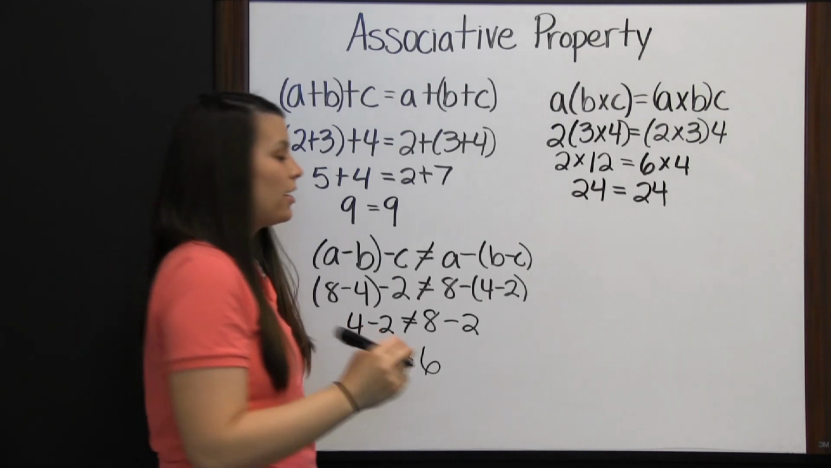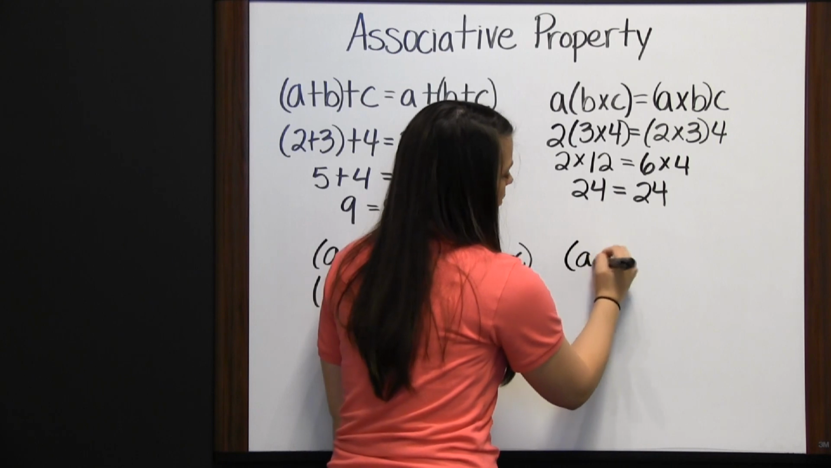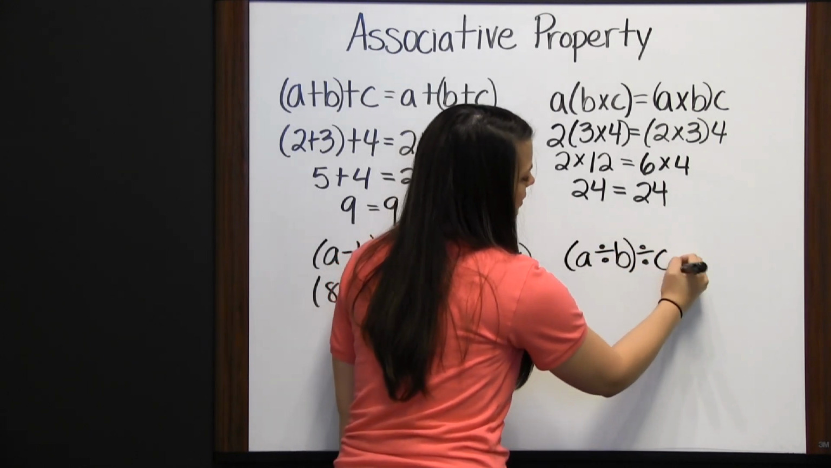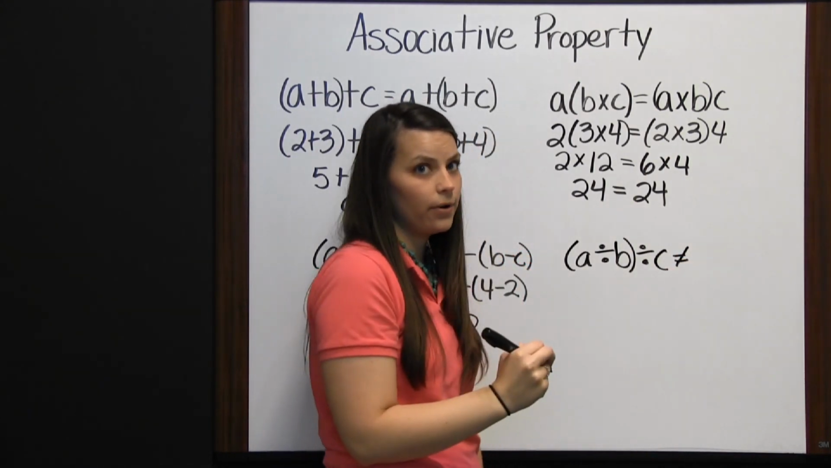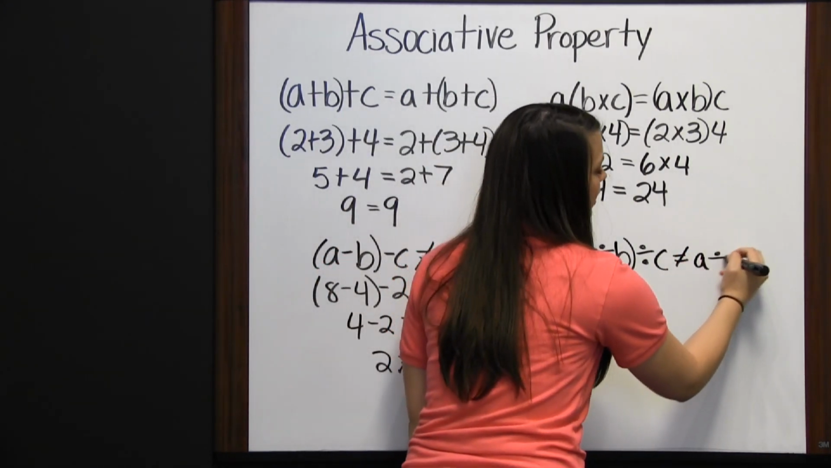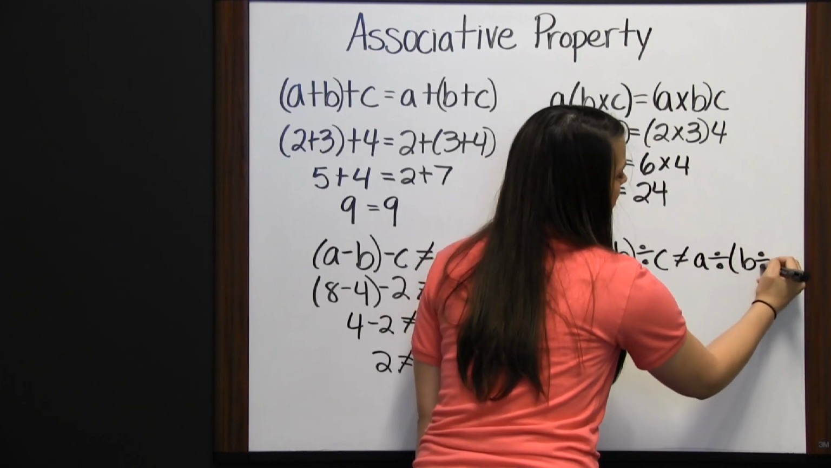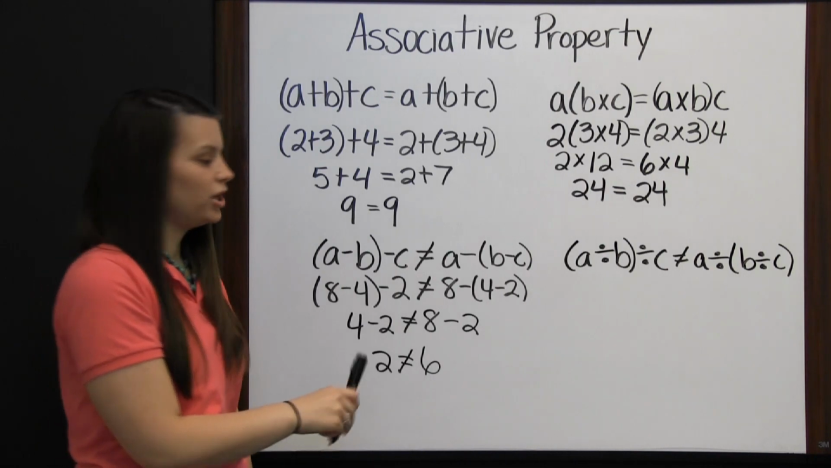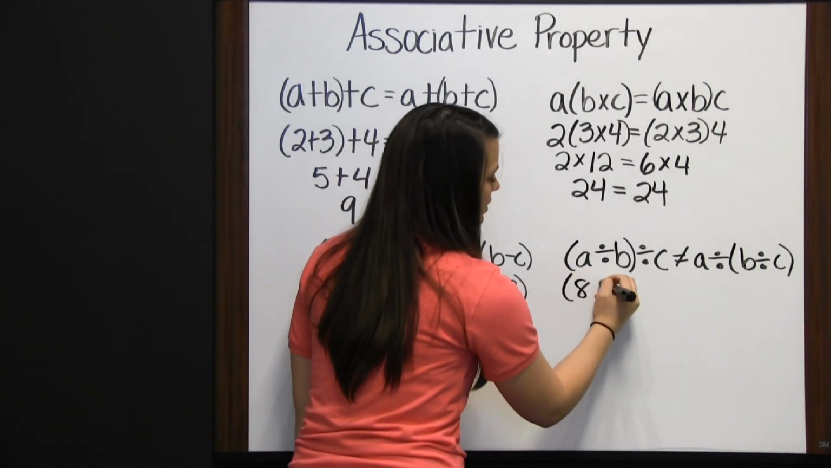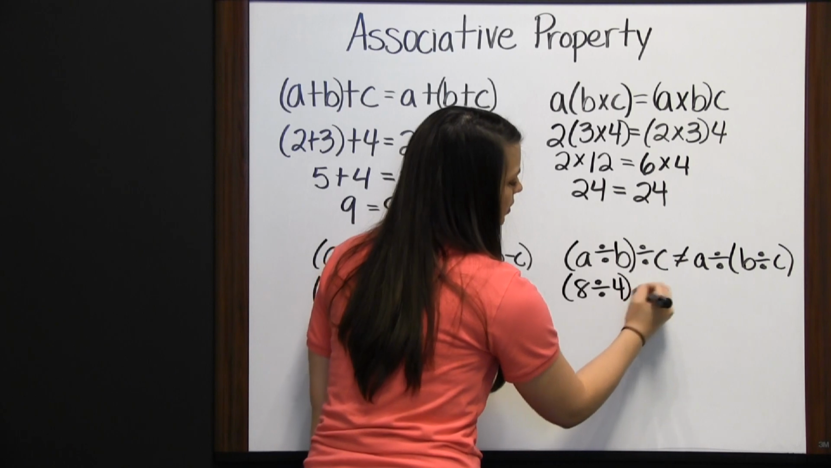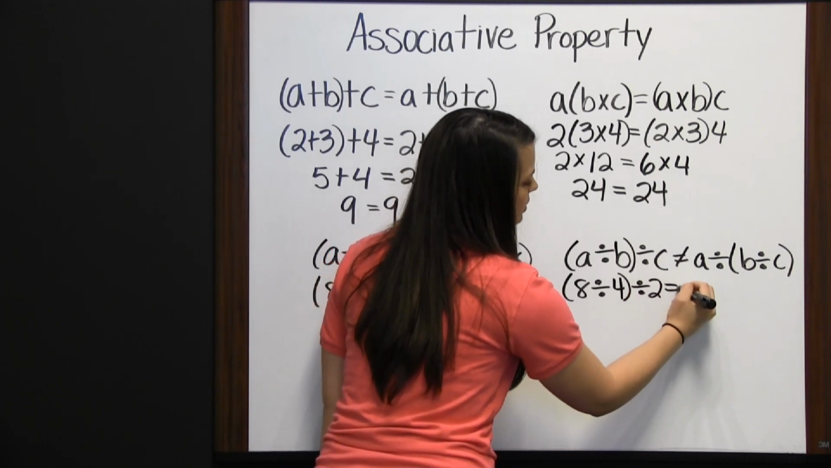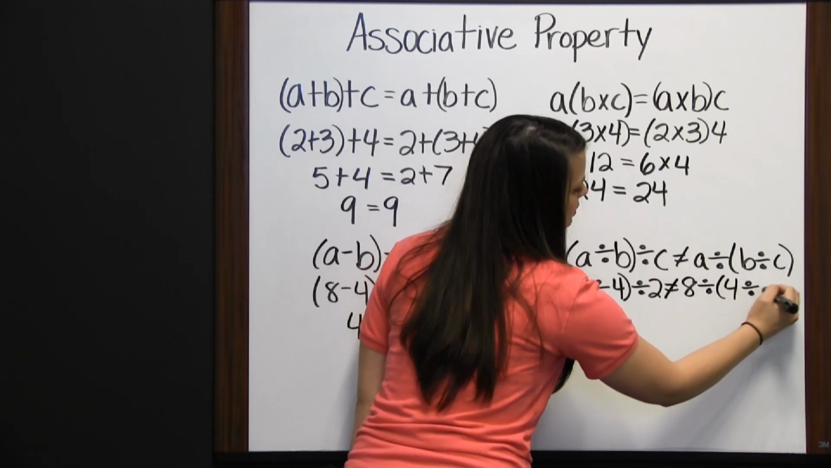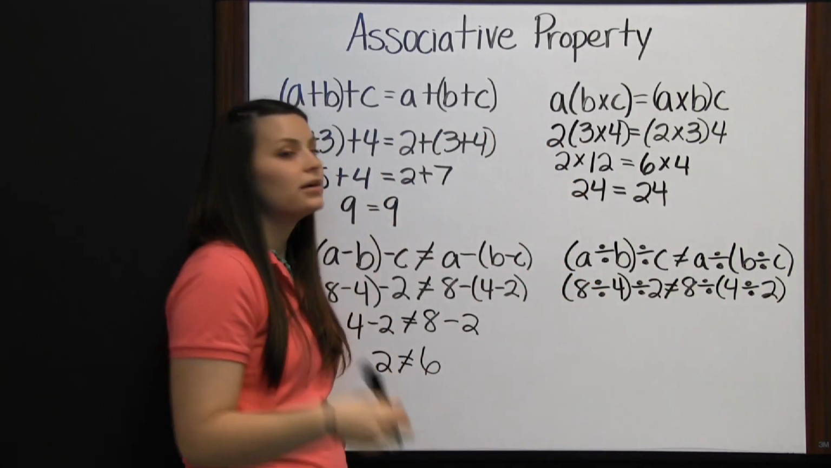Let's use it on division now. So with division, it would look like (A divided by B) divided by C, which again will not equal A divided by (B divided by C). I'm going to use the same numbers we used for subtraction. So (8 divided by 4) divided by 2 does not equal 8 divided by (4 divided by 2). Let's simplify.